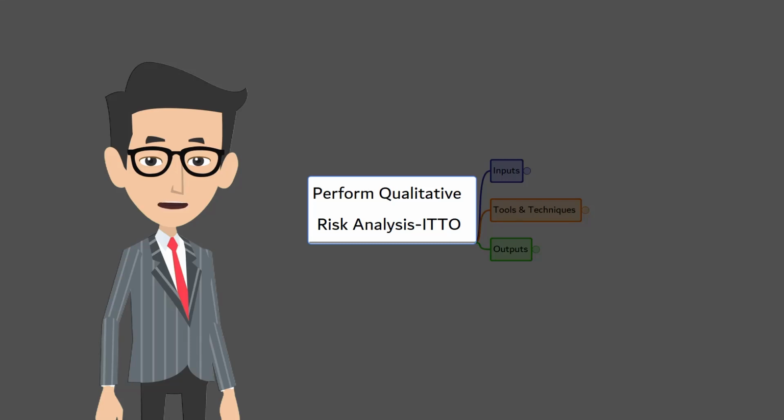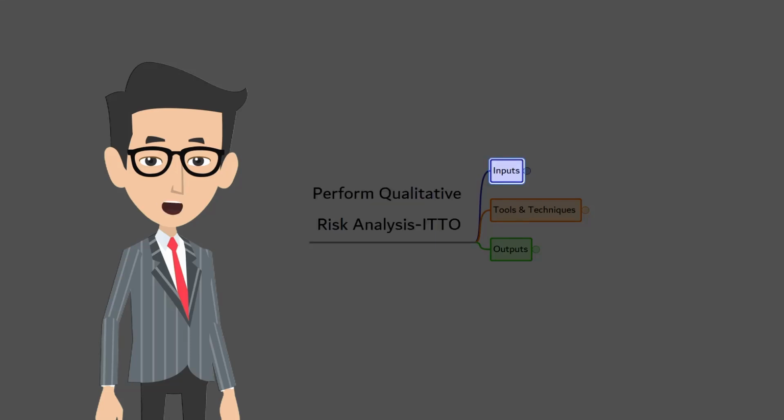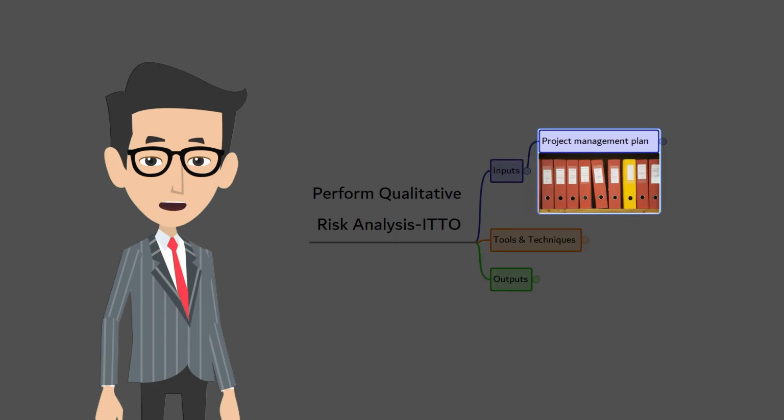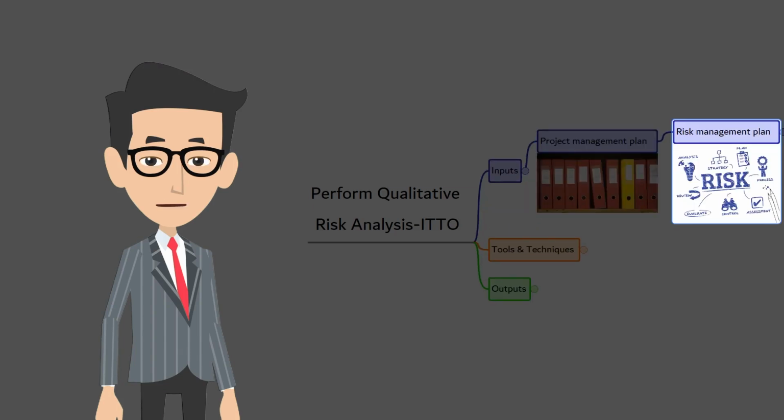Now it's time to talk about the ITTOs. Let's look at the inputs. There are 4 inputs. First, project management plan. In this, there is only one, that's a risk management plan.